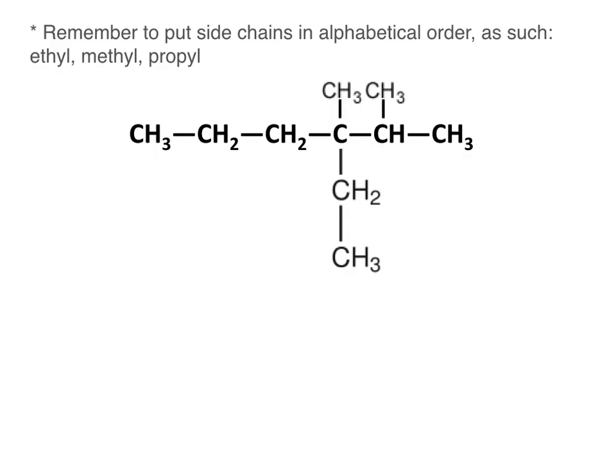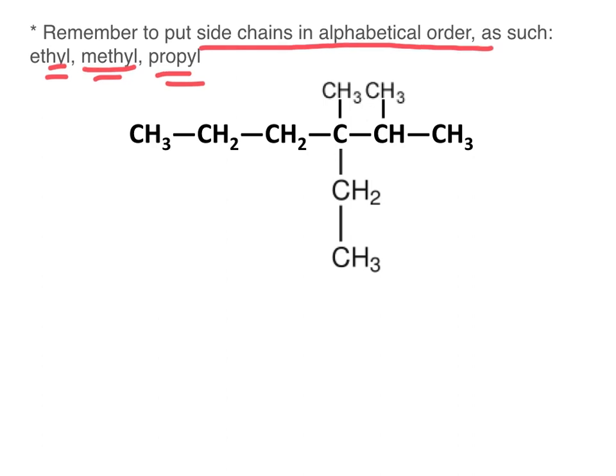Now, this is an important point to make. Remember that sometimes if you have multiple side chains, like if you have an ethyl group and a methyl group or something like that, you put side chains in alphabetical order. So that means ethyl gets priority, then methyl, then propyl. So you have to put them in alphabetical order. So let's take a look and see if we can find the longest carbon chain and get our side chains as the smallest numbers possible.